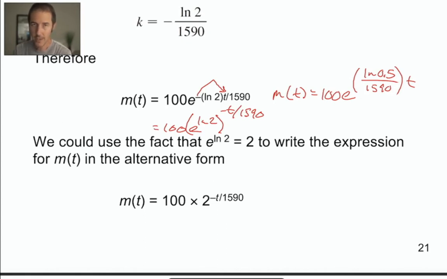And then e to the natural log of 2 is just equal to 2, it says here. So we knew that because e and natural log cancel each other out, which means now the 100 can come down to here, and the e to the natural log of 2 cancel out, or rather become just a 2, and we can write this as 2 to the negative t over 1590.